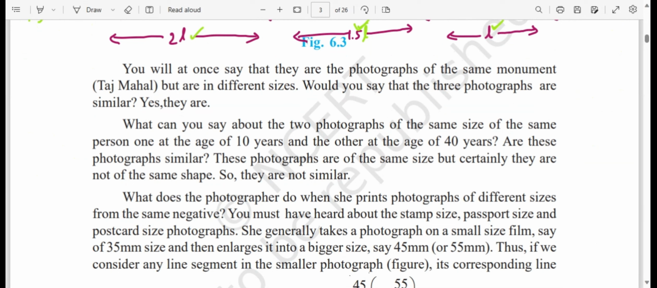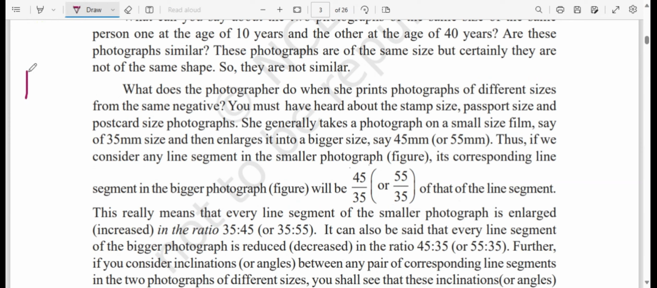So one more example is, we used to go to the photograph studio and take a photo. The studio man will take only one photo, but if we ask for a stamp size photo, he will give us the same photo. He will just enlarge it or reduce it. We can get the passport size photo. We can even get the postcard size photo, or a bigger poster also.